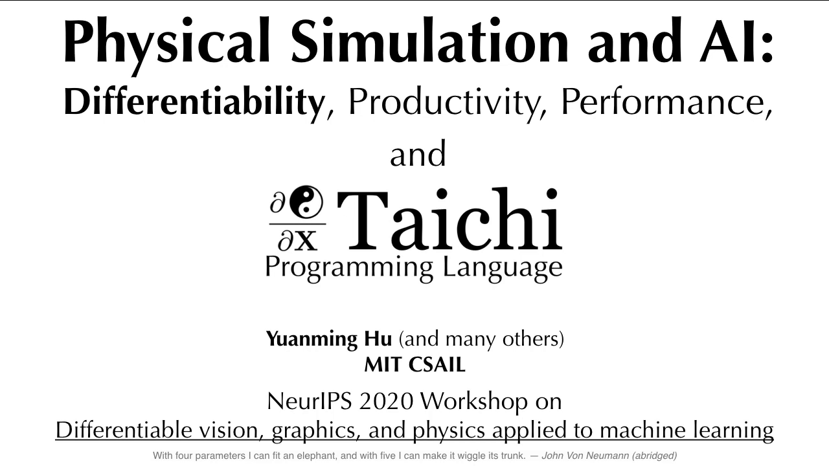And today we're going to talk about various aspects of physical simulation and AI, and especially on the differentiability aspect of how to do differentiable physics and how it helps artificial intelligence. I am Yuanming Hu from MIT CSAIL. I am a fourth-year PhD student there.